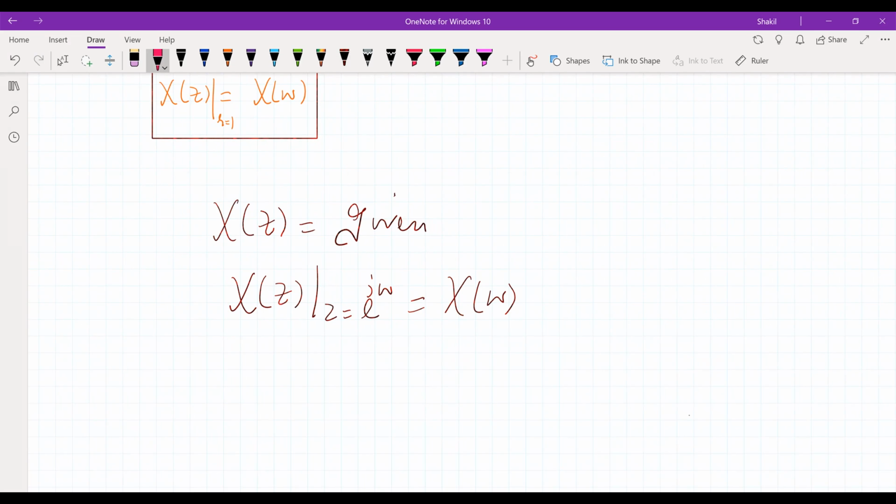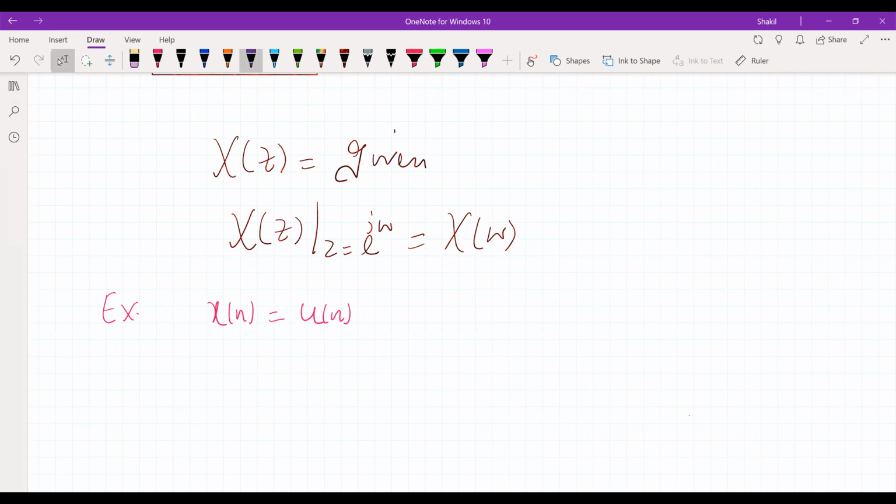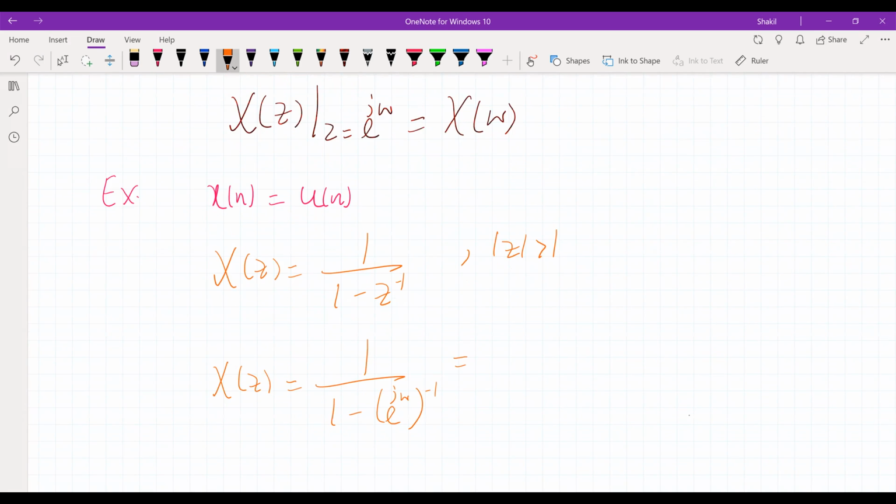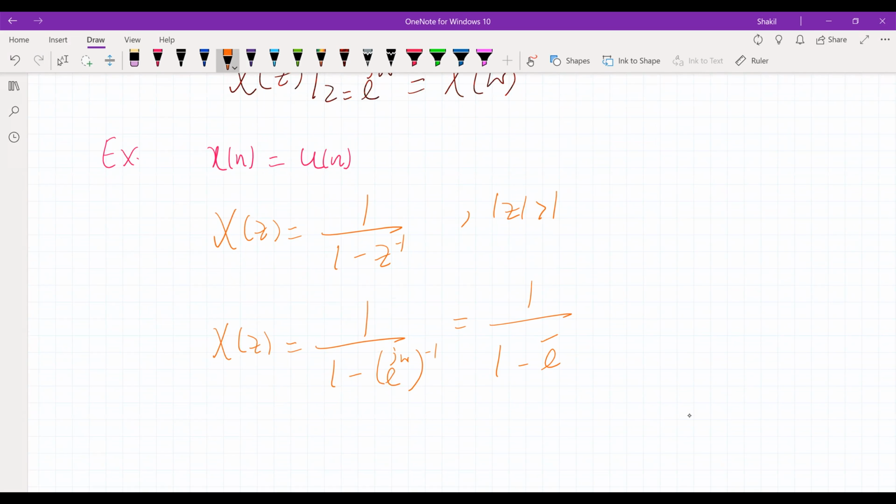Now let me illustrate this concept. Please remember this. Now, if x of n is u of n, a very simple example, we know the Z transform of this signal is x of z equals 1 by 1 minus z inverse, when magnitude of z is greater than 1. Let's not worry about the ROC this time. Now, if we put z equal to e to the power of j omega, z inverse becomes e to the power of minus j omega.